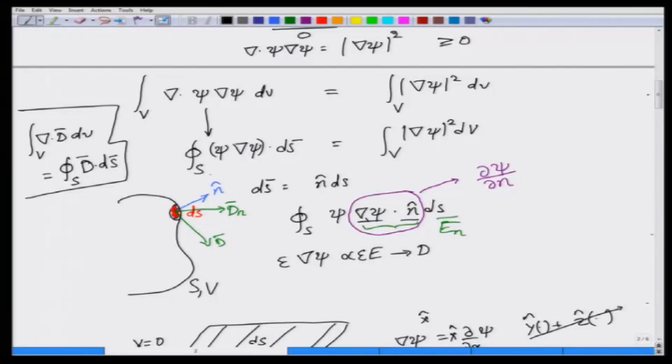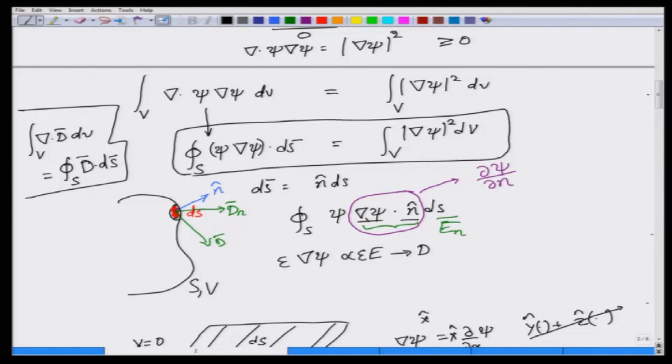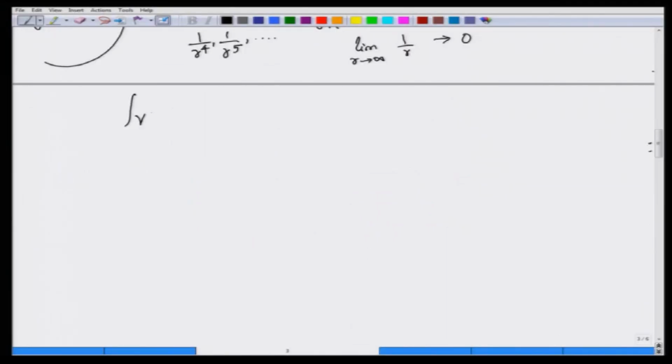The whole point of motivating this was to show that the left hand side of this equation can be made equal to 0. So, the left hand side goes to 0 as r tends to infinity. What about the right hand side? Well, if the left hand side is going to 0, that simply means that the volume integral of del psi square dV must also be equal to 0, on the sphere of infinite radius.